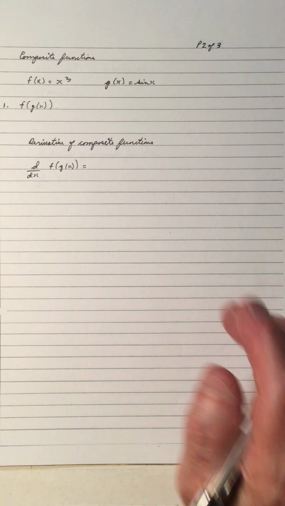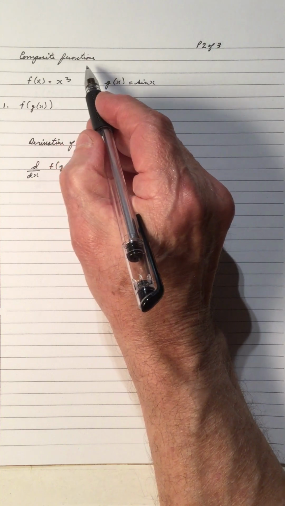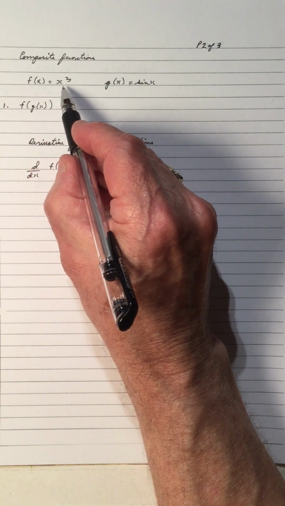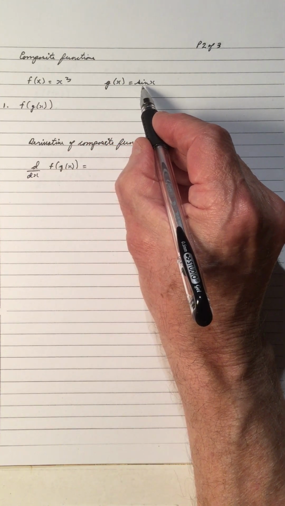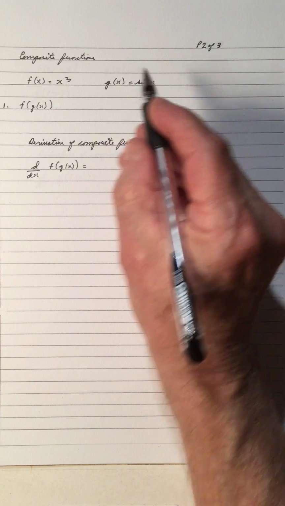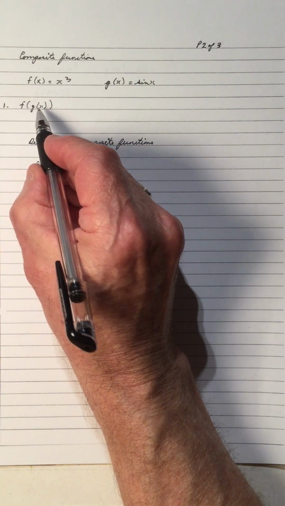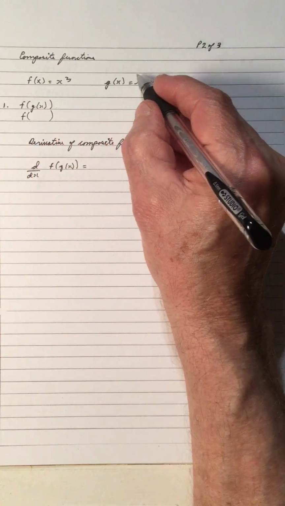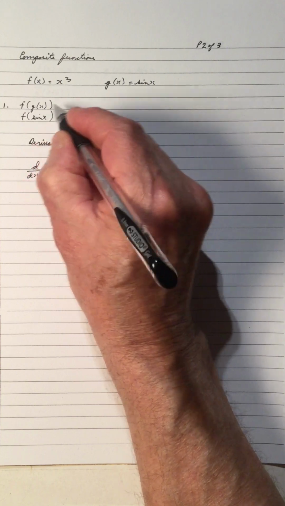This time we're going to look at composite functions and the pattern that we're going to use to find the derivative of composite functions. f of x equals x cubed. g of x equals sine x. If we look at composite functions, that's f of g of x. That means that in f, the g of x, which is sine x, goes in.